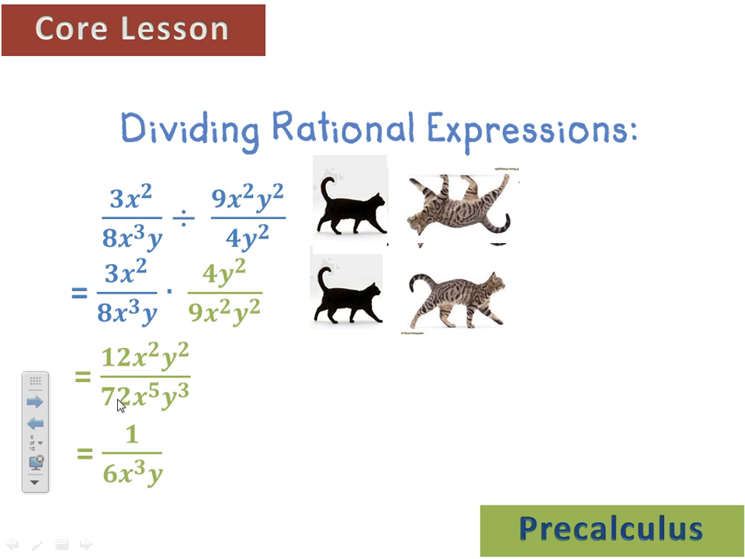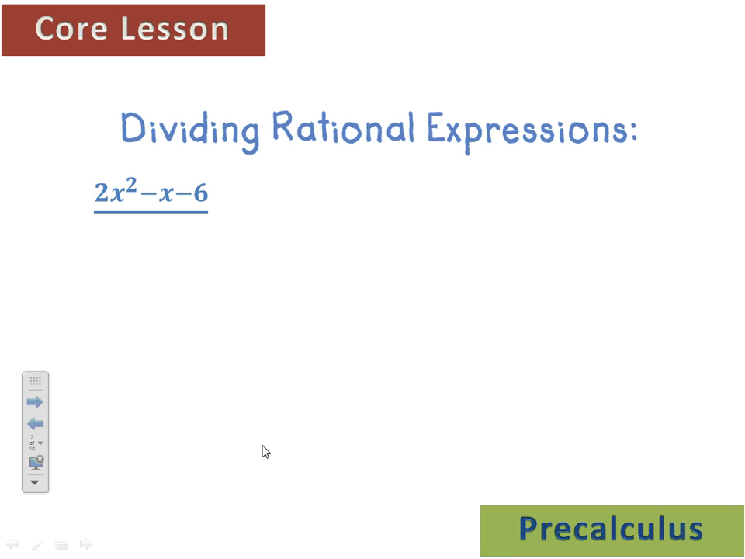Simplify that, 12 over 72 turns into 1/6. You have 2 x's on top, 5 x's on bottom. Cross out the pairs, and that gives you 3 x's left over. 2 y's on top, 3 y's on bottom, that gives you 1 y left over. So your final simplification answer to dividing these two rational expressions will be 1 over 6x cubed y. That's your final answer. Let's do another one.